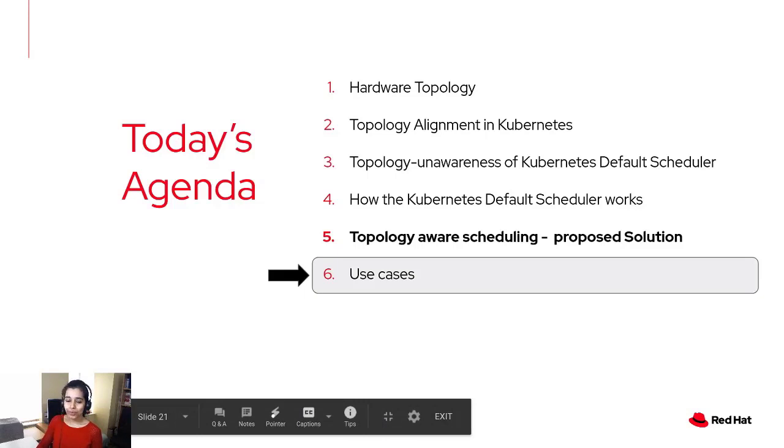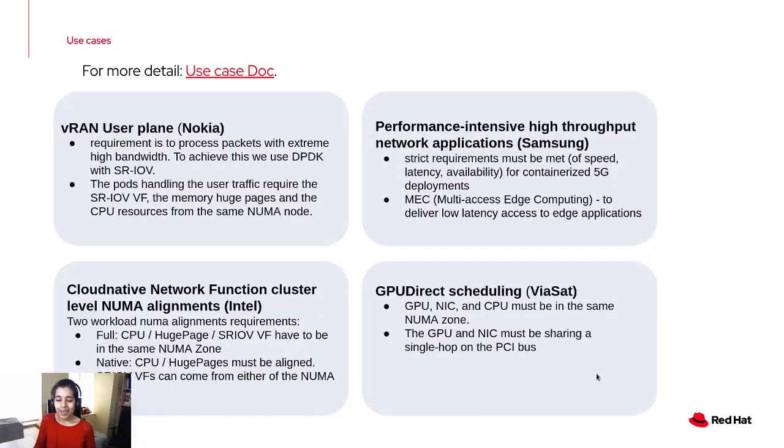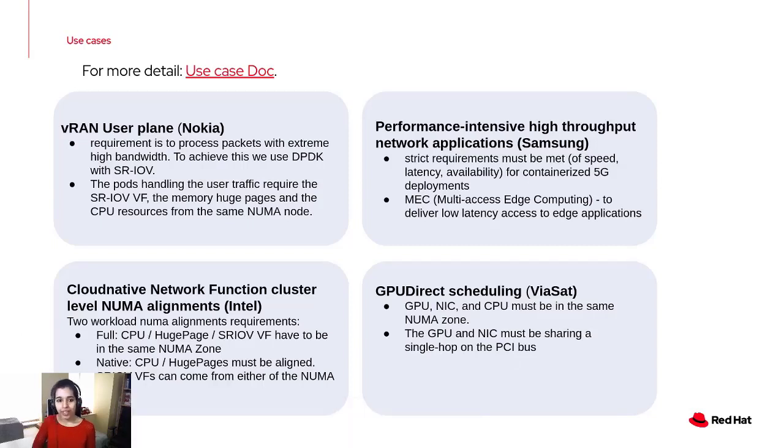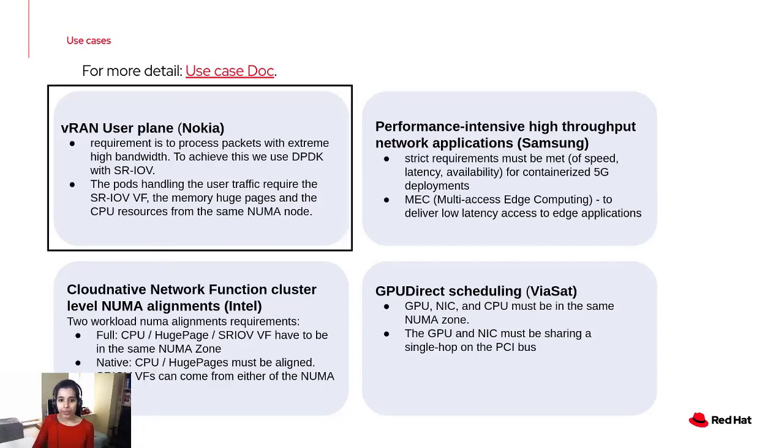Now let's talk about the use cases. We've been extremely fortunate to have the opportunity to work with stakeholders and contributors from Intel, Huawei, Nokia, and Samsung who have contributed and supported this work. Here are some of the use cases that we have. We have a vRAN user plane use case by Nokia, where packets need to be processed with extremely high bandwidth. Pods handling the user traffic require SR-IOV VFs, huge pages, and CPU resources from the same NUMA node. Due to failover requirements, the scheduling of these pods needs to be extremely reliable.